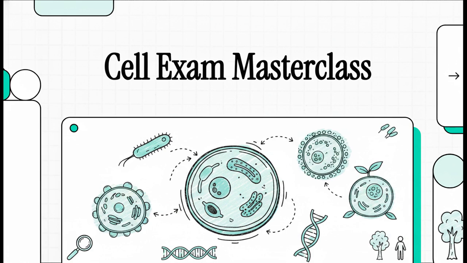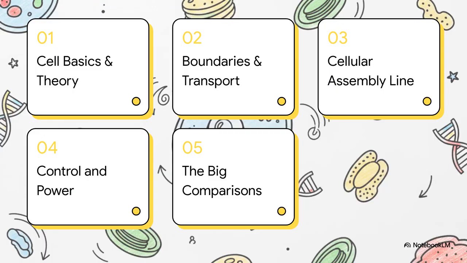So, we're treating this as your definitive exam masterclass. I'm going to break the cell down into a super relatable factory analogy and point out those guaranteed high-yield exam takeaways. If you see a star icon pop up today, pay attention. That means it's a critical concept you absolutely need to know. So, here's the game plan for our masterclass today.